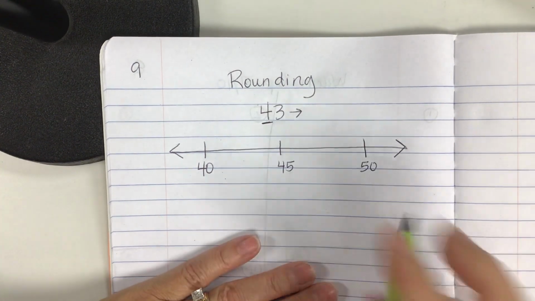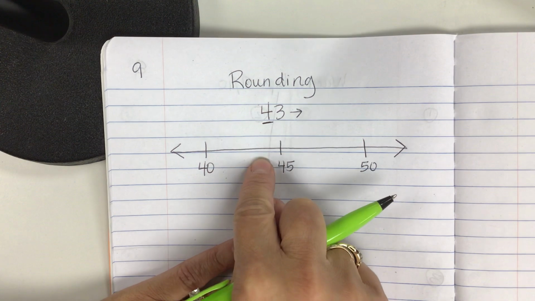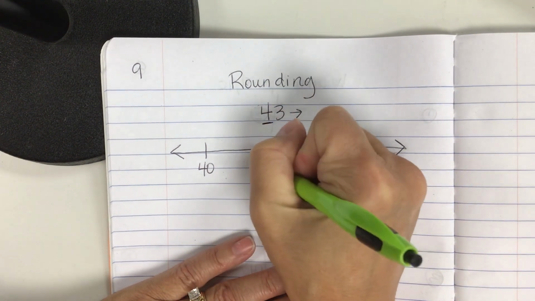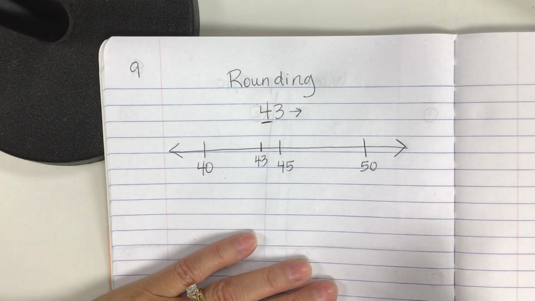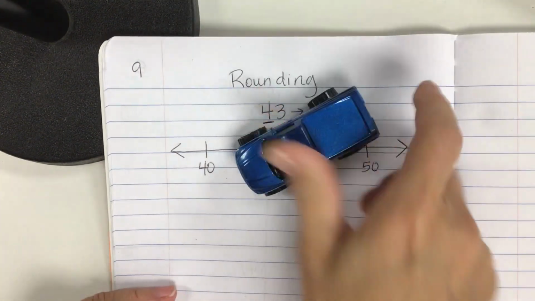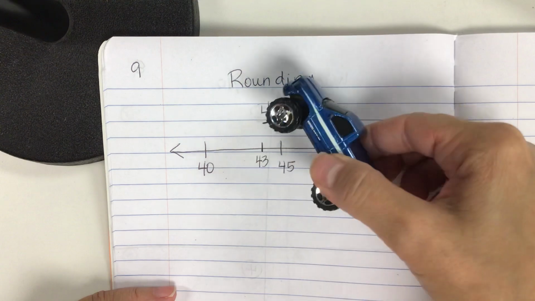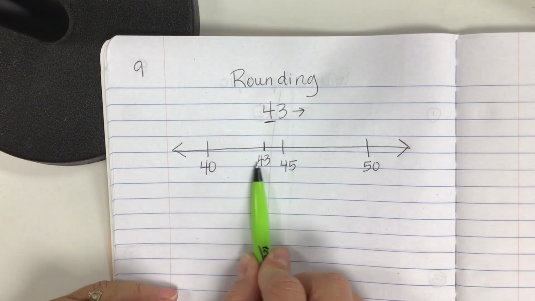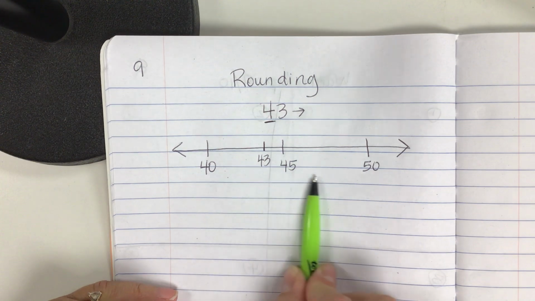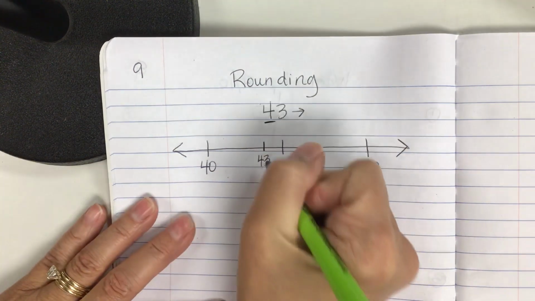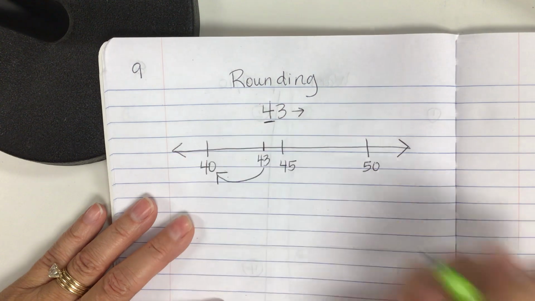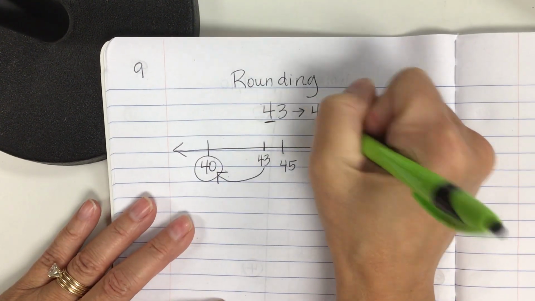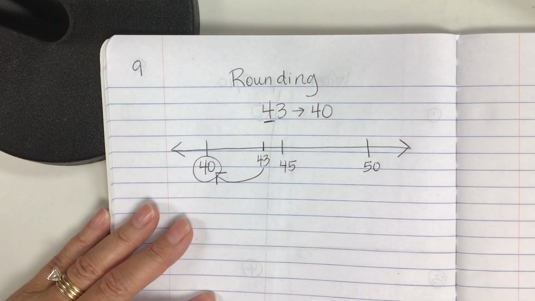Now we're going to place our number on the number line, and that's going to be somewhere about right here, so there's 43. And now, remember our car? We're going to think about our car. Here's our monster truck, and we're going to think, okay, 43, is that closer to 40 or is it closer to 50? And we can see that it's definitely closer to 40. And so 43 rounds to 40.